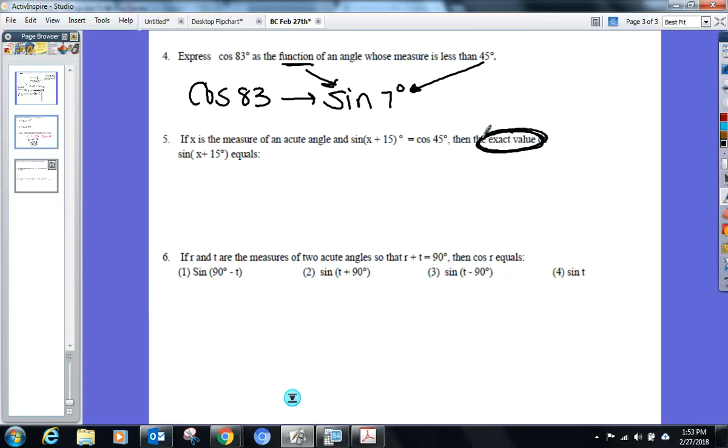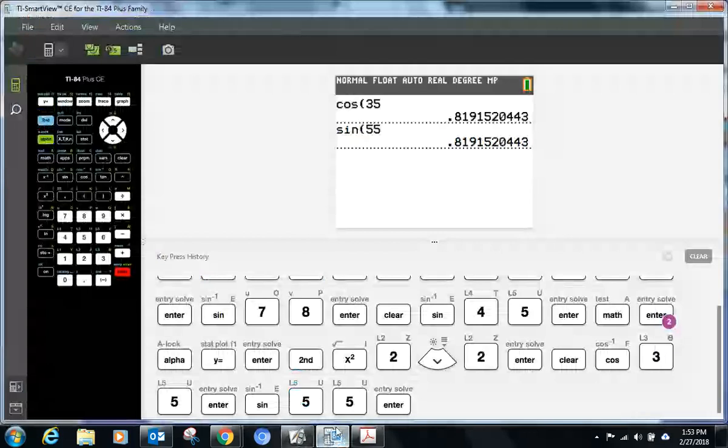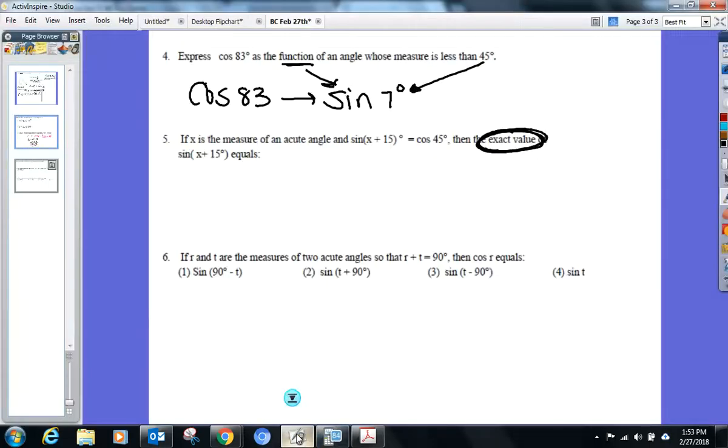Let me just talk about exact value. Exact value means keep it as a fraction or radicals. I do not want a sloppy decimal from your calculator. So when we get to that point and you start punching numbers in your calculator and you get a sloppy decimal, I don't want it. All right. So let's get to that point.